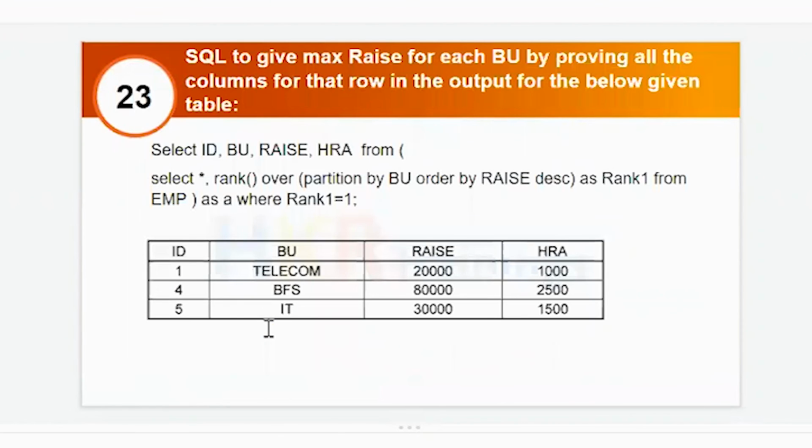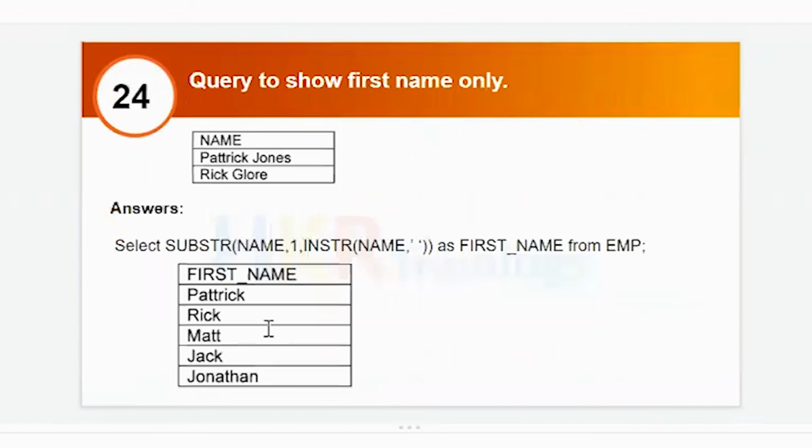Now another question is: write a query to show first name only. The tricky part here is we have a column as name where we have names like Patrick space Jones and Rick space Glore. What do we want? We want to get only the first names and not the last names. So how do we do that? We need to find out the space. If we find out the space, then we can give the first name. That's what we are doing here.